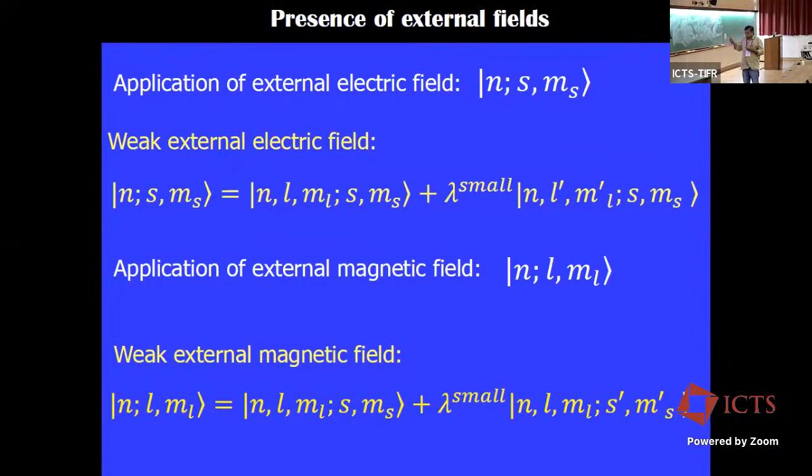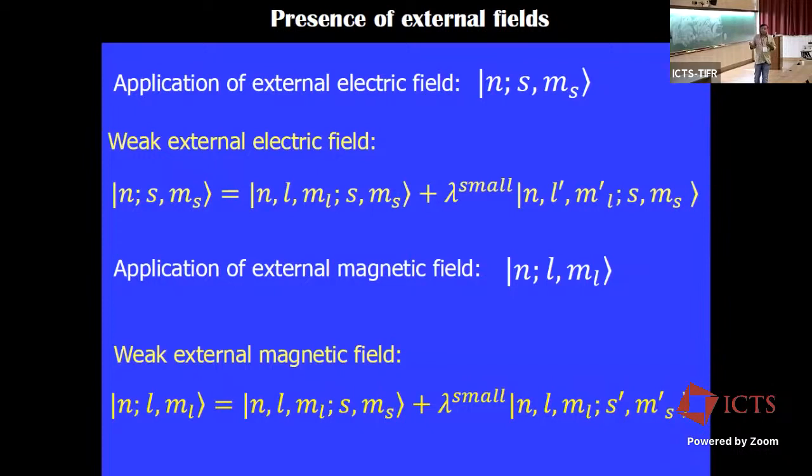Okay, now let me come to the other one, how we try to estimate the systematic effects that I tried to highlight. Let us say you apply an external electric field. If the external electric field is very strong, then we cannot use perturbation theory. But if it's very weak, then we can make use of the wave functions that we have already calculated using the atomic Hamiltonian, by expressing the modified wave function as the unperturbed wave function due to the atomic Hamiltonian, and a small correction due to the electric field.